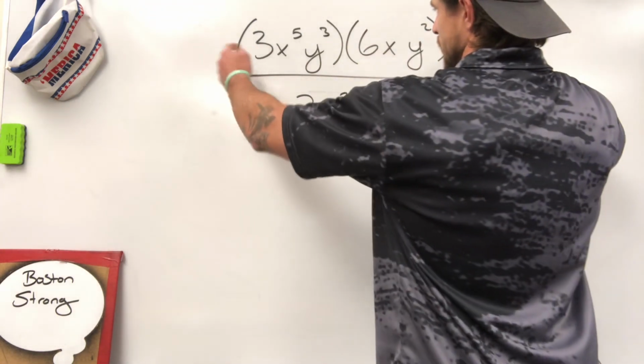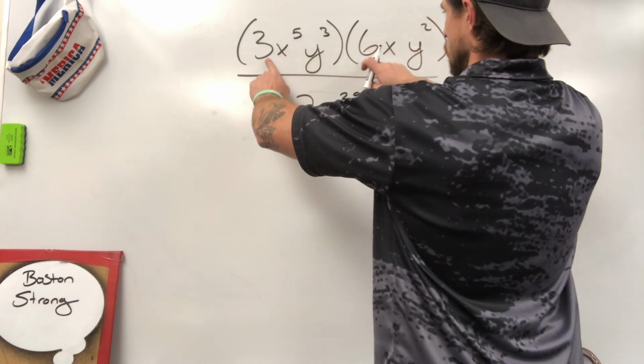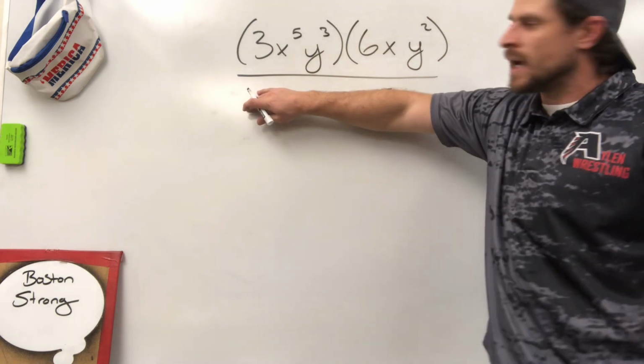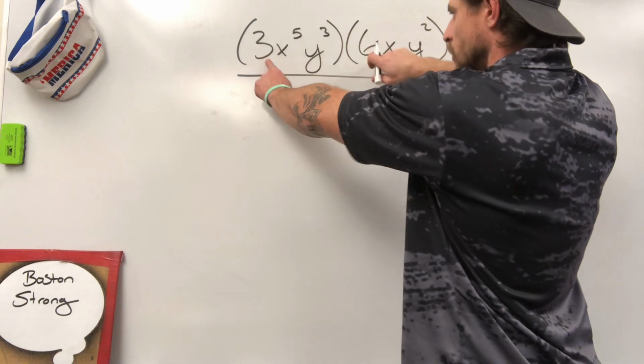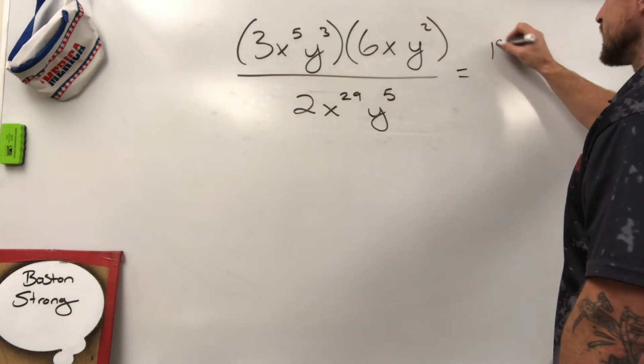I look at this and the top very clearly has some stuff that can go together. We got some x's, some y's, some coefficients. So I'm going to completely ignore the bottom. I'm just going to block that. And I'm going to look at this problem as 3 times 6. Those are coefficients. Those need to be multiplied. So right now what I'm going to end up getting after this step is 18.